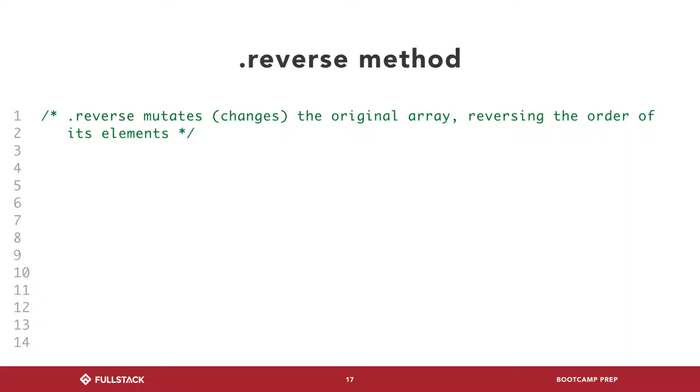Dot reverse, as you can imagine, reverses the array. This is a function that does modify the original array, right? So if I call this on an array, I better not want to use that array again later on in the code base, because that array has been permanently changed.